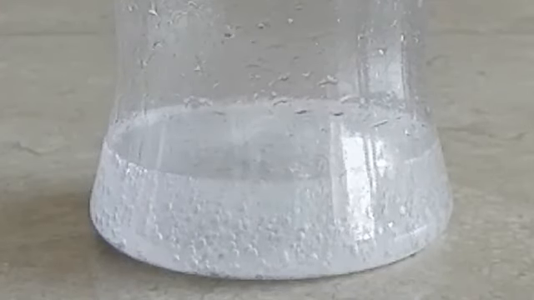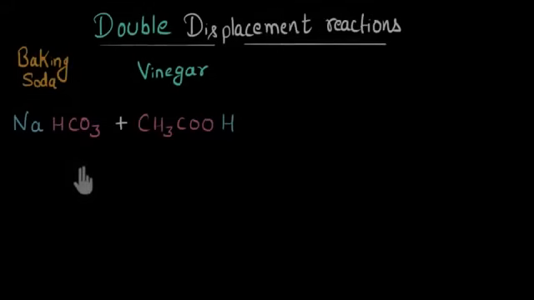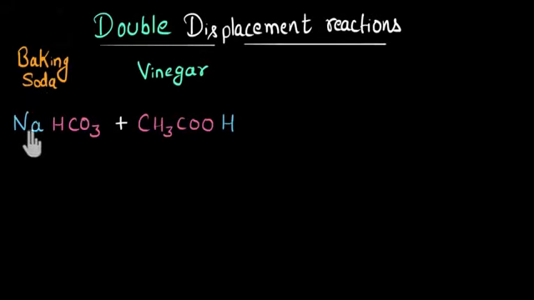Now let's look at the chemical equation of this reaction to understand what's happening. The chemical formula of baking soda is NaHCO3 and vinegar is CH3COOH. Now when they both are mixed in water, they dissociate into their ions. We get Na plus ion and HCO3 minus ion. Similarly, here we get CH3COO minus ion and H plus ion.